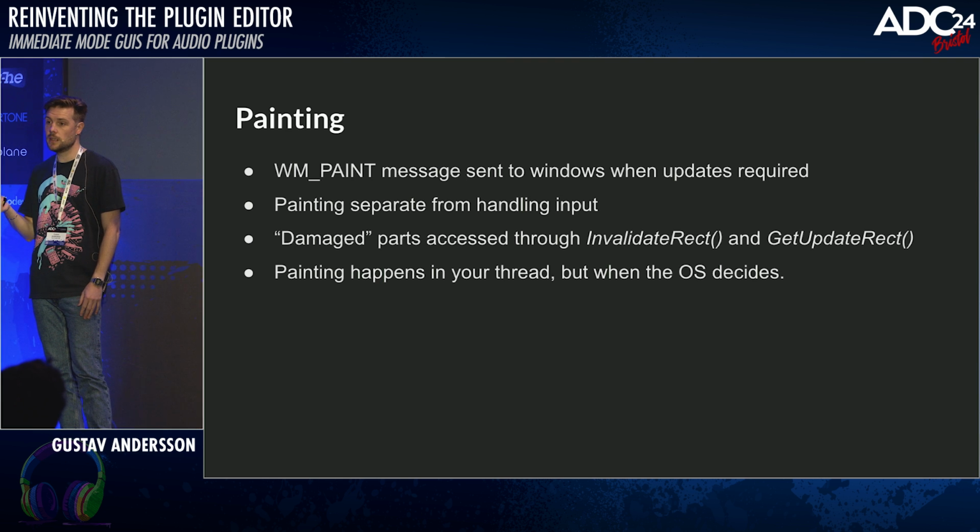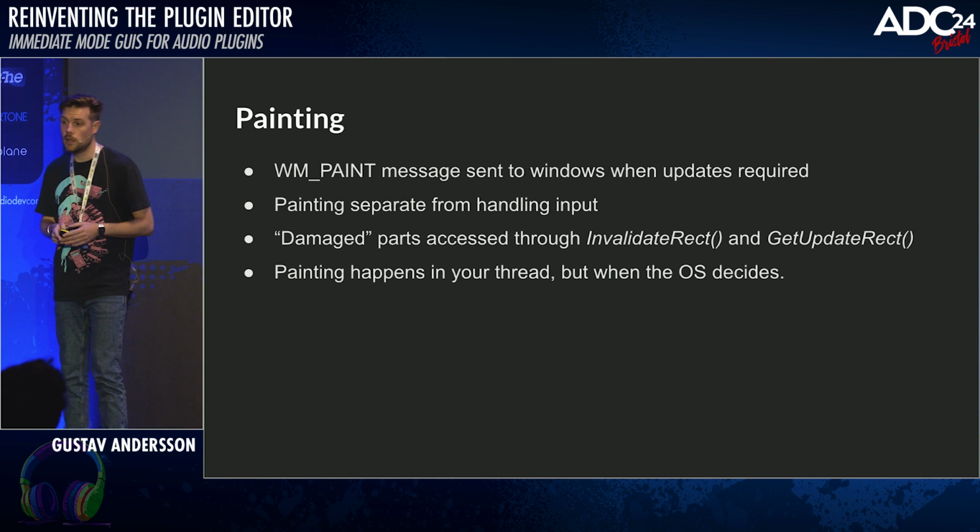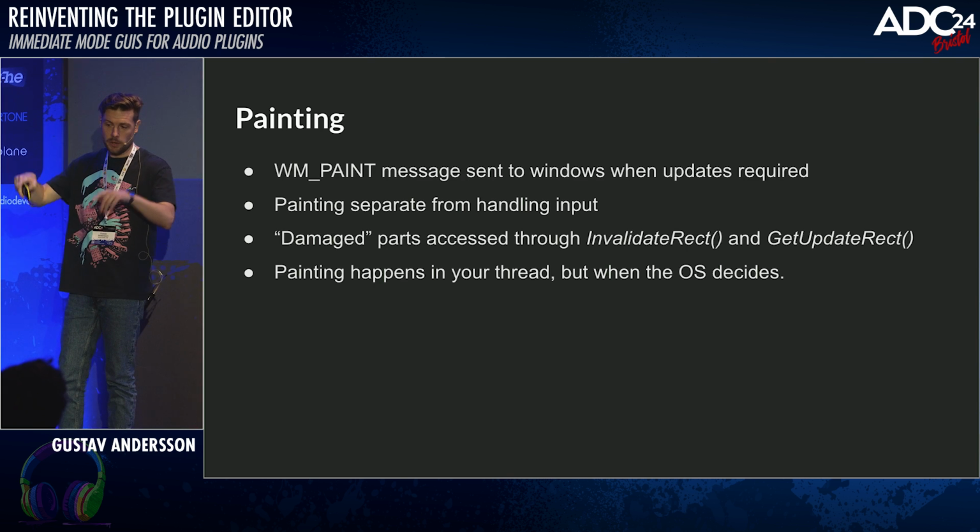And even painting the window, like drawing, is done in response to a message. This should be handled separately from control inputs. So if you get a mouse click event on a button, then you do the action associated with the button, but you don't actually redraw the button immediately if you want the button to be depressed. Instead, you tell the window manager that the part around my button is now outdated, and when you have time, send me a paint event, and then I should redraw the window.